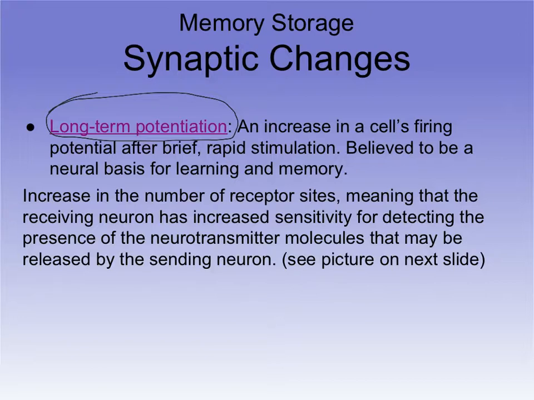So I'm going to show you a picture on the next page. It's an increase in the number of receptor sites. Again, this is why this neurotransmitter unit was so important. Think about when the neurotransmitter crossed the synapse, there are now more receptor sites for it to go to, thereby speeding up and facilitating, making easier, the transmission from one neuron to the next.